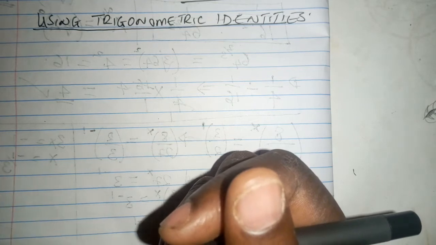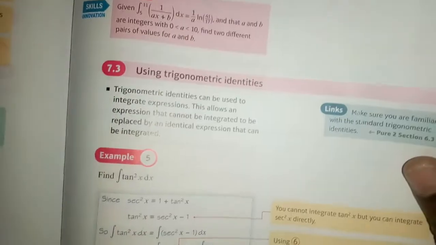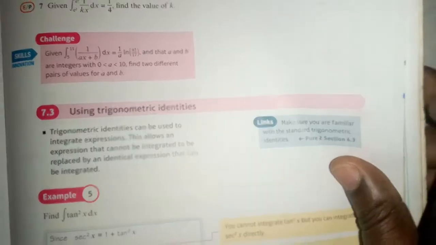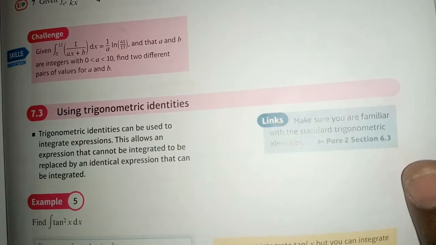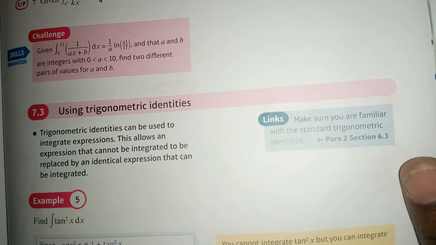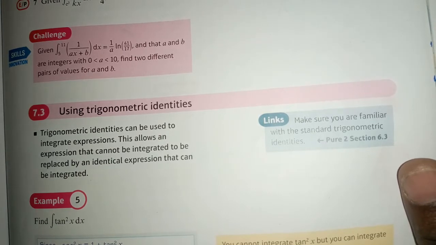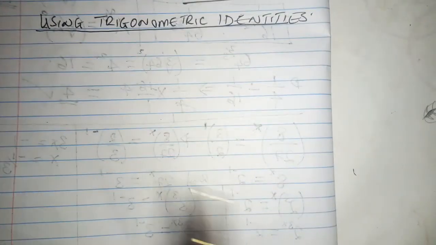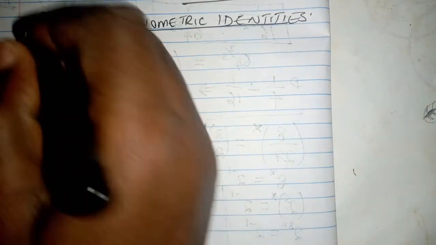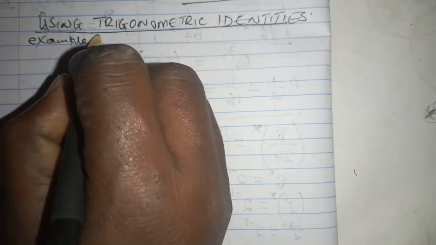For example, if you read the bold text there, it's important to note that trigonometric identities can be used to integrate expressions. This allows an expression that cannot be integrated to be replaced by an identical expression that can be integrated. And that is why we're looking at the example. We go directly to example 5.